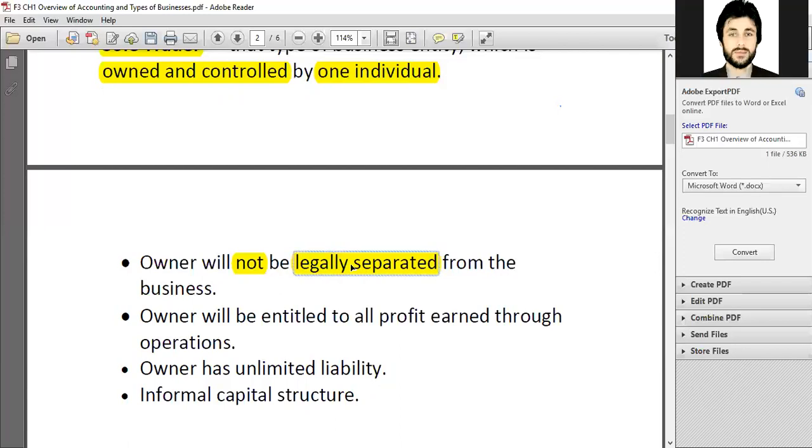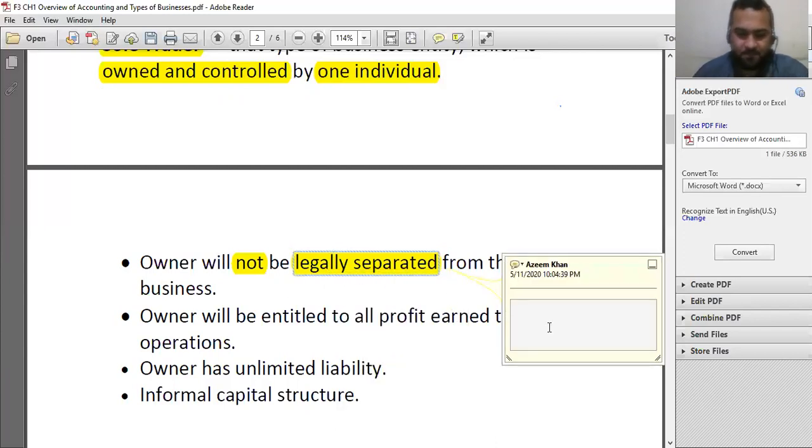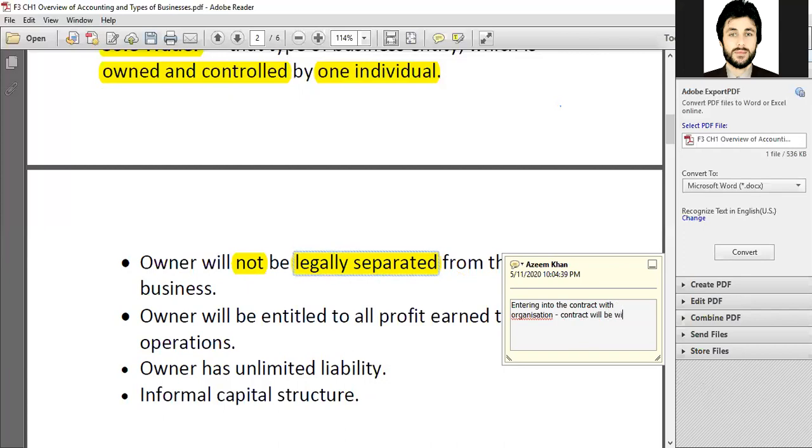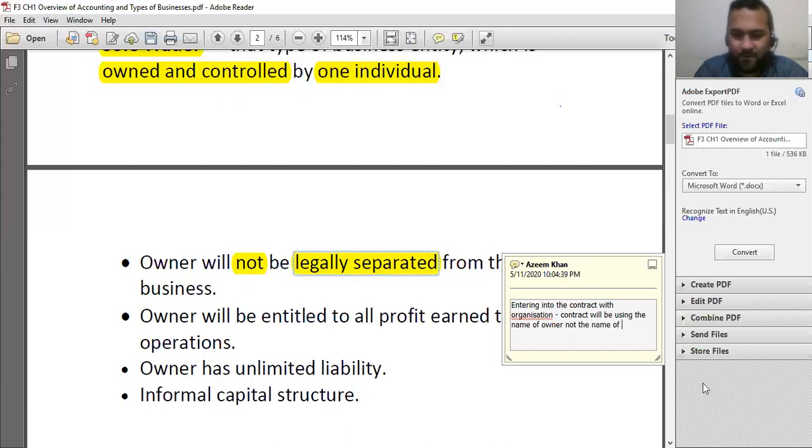Okay, I am explaining now. Not legally separate, what does it mean? It means that when someone is entering into a contract with the organization, the contract will be made using the name of the owner, not the name of the organization. This thing is called not legally separate.